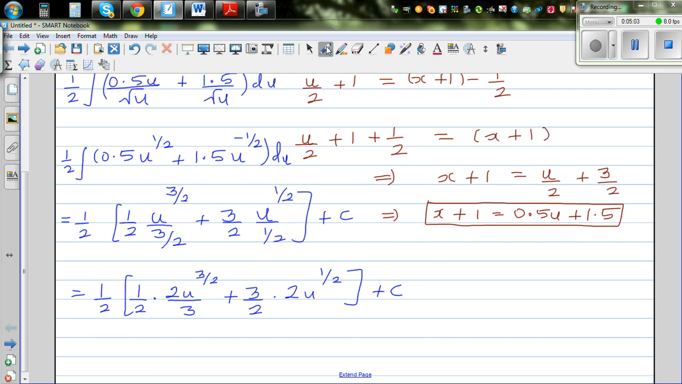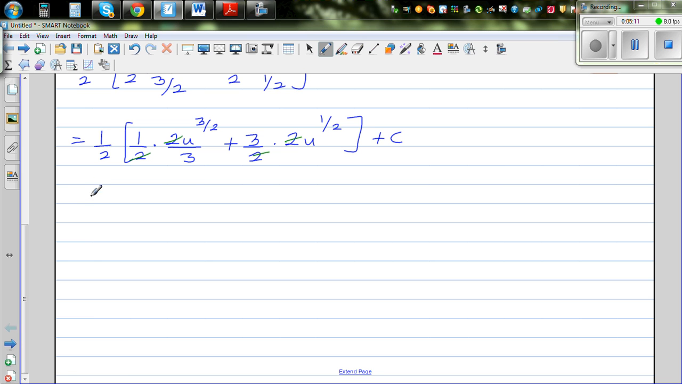So let's do a little simplification. This half and half gets cancelled. This 2 and 2 gets cancelled. This 2 and 2 gets cancelled. So now let us expand this. We're almost there. Expanding by this half: half times 1/3, which is 1/6, times u to the power 3/2, plus this is 3 over 2 times u to the power 1/2 plus c.